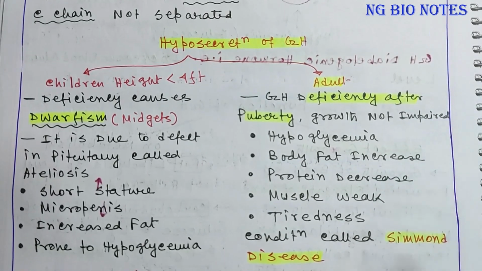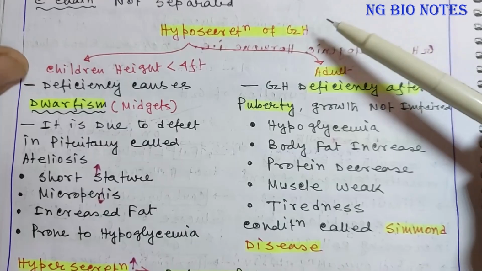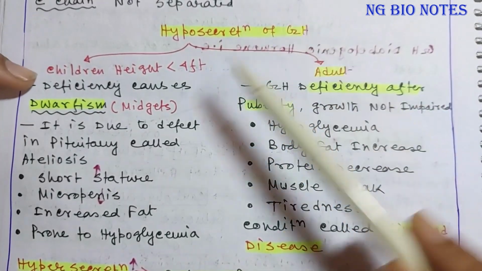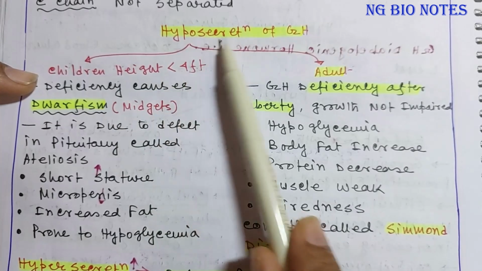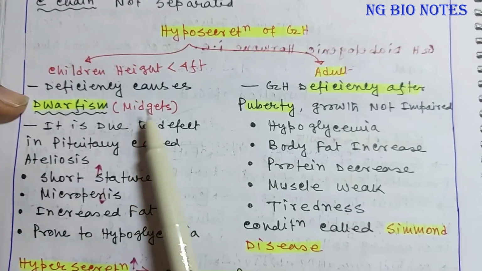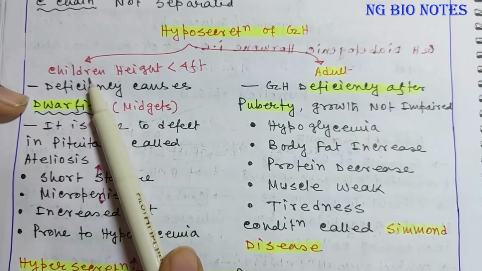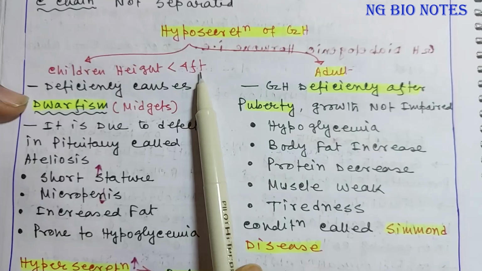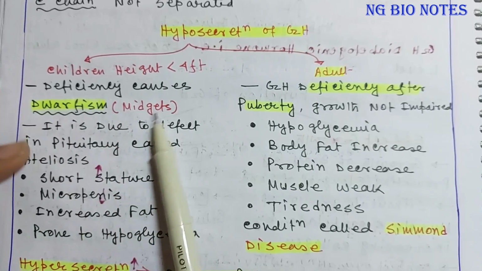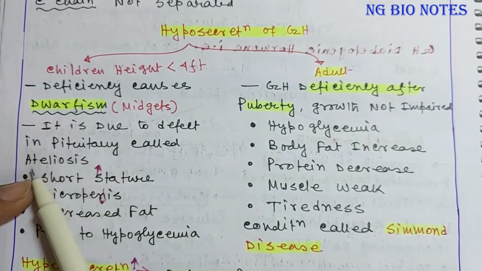First hyposecretion and then hypersecretion. Now we study diseases related to growth hormone secretion. First, hyposecretion. In children, growth hormone hyposecretion causes dwarfism, also known as midgets, and in these cases the child's height is less than 4 feet. Dwarfism or midgets is due to a defect in the pituitary, called ateliosis.